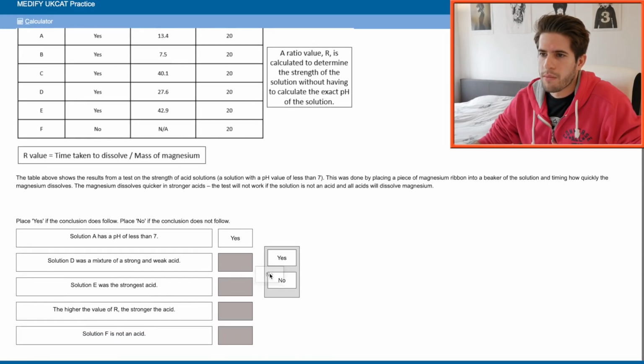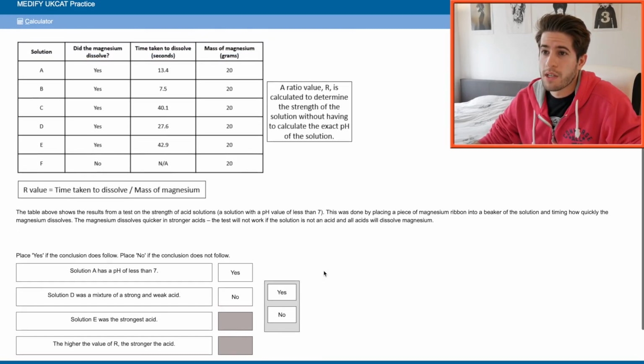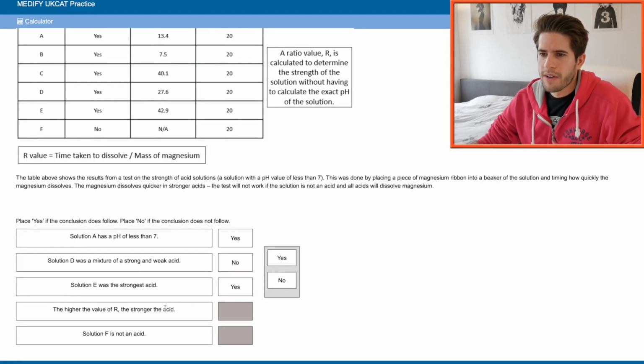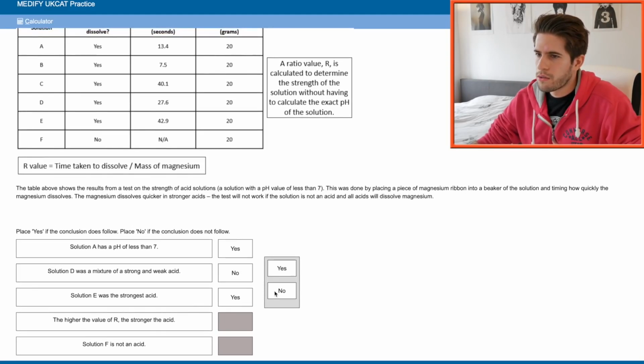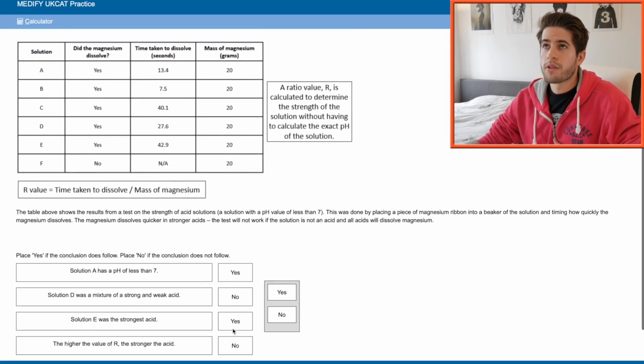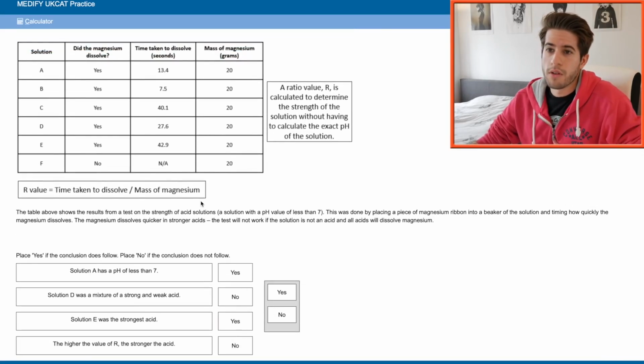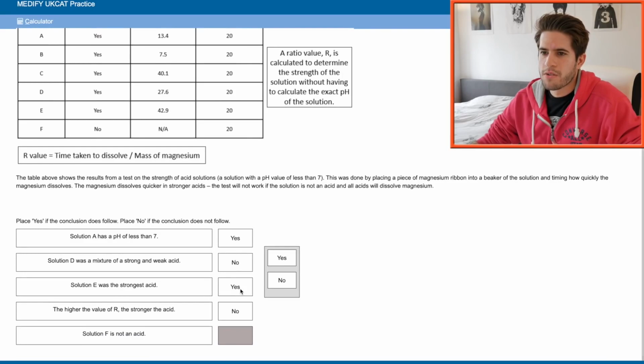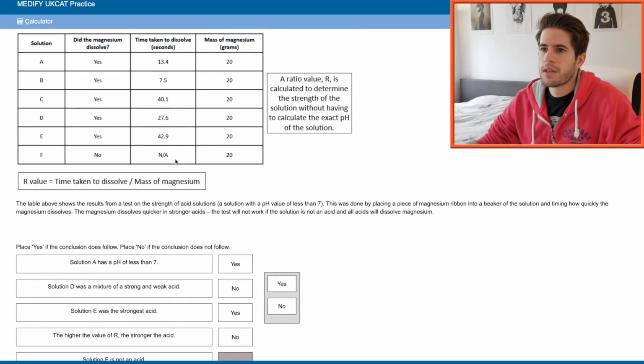I'm going to say I'm not going to be able to conclude that. Solution E was the strongest acid. The higher the value of R, the stronger the acid. Nope, it's the other way around. The stronger the acid, the lower the pH, so the lower the value of R. Solution F is not an acid.